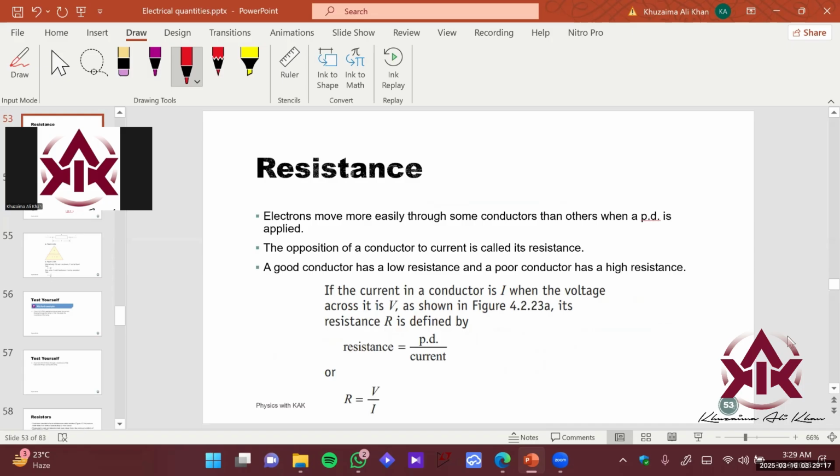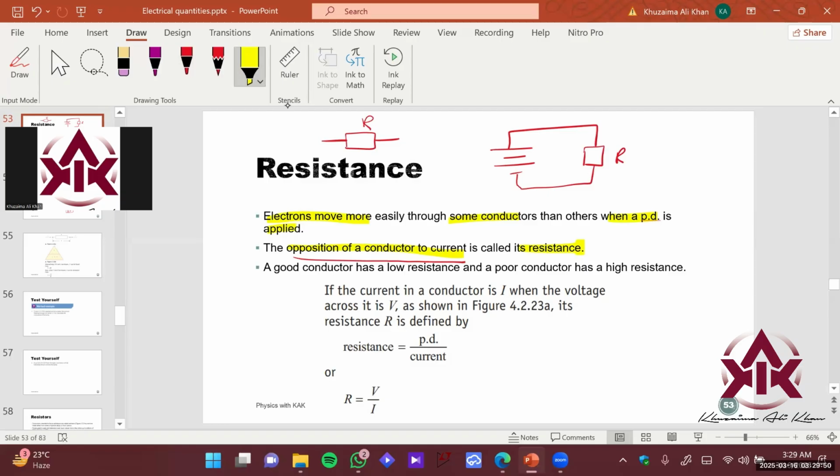Let's now try to understand this formally. Electrons move more easily through some conductors than others when a potential difference is applied. The opposition of a conductor to current is called resistance. So in a circuit, this component is called a resistor. The symbol for a resistor is this, and it opposes the flow of current.